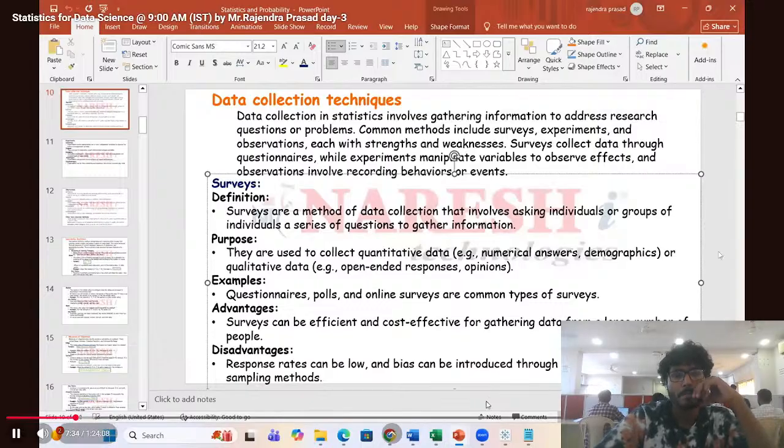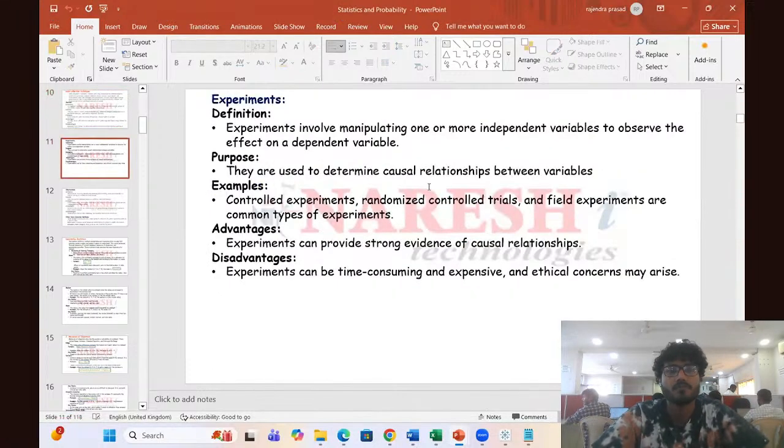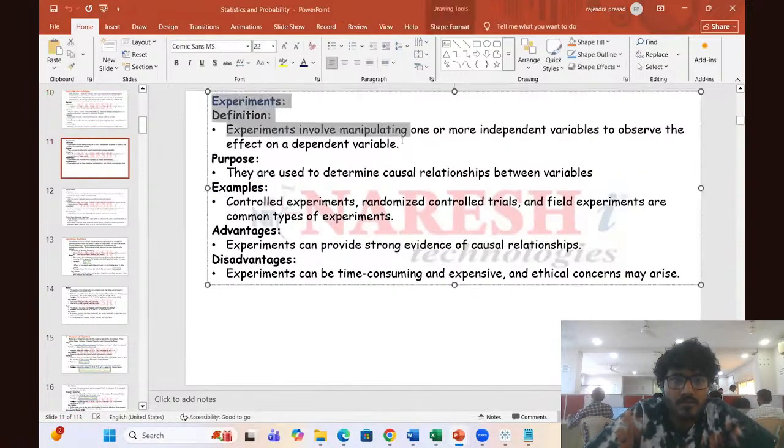Those are the disadvantages. Okay. Next, the way we are going to collect the data by using experiment. By using experiment. See the definition. Experiments involve manipulating one or more independent variables to observe the effect on the dependent variable.